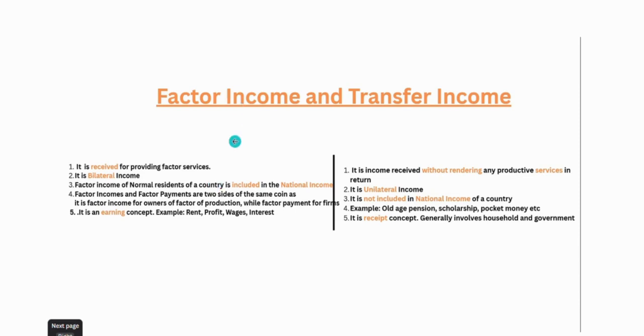But factor income is where factors of production provide factor service, that is land, labor, capital and entrepreneur, and they receive income. It is called factor income. Like Mrs. Sharma, she was running a bakery, she utilized all factor services, land, labor, capital, entrepreneur, and the income received is called factor income. This is a two-sided concept. Why? Because factor income is for the factors of production, that is land, labor, capital and entrepreneur, whereas factor payment is for the firm that is paying the factors of production.